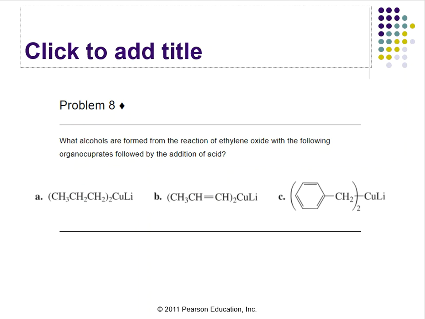The weird thing here is that they don't give me the structure of what it's reacting with. And the reason that they don't do that is because they give me the name of the structure that it's reacting with. And the reason they didn't give me the structure and they give me the name is because I should be able to take this name and go to the structure, and this is an epoxide.